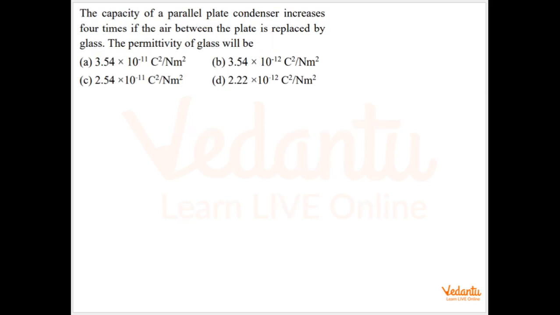In this question, my dear bachcha log, the capacity of a parallel plate condenser increases 4 times if the air in between is replaced by glass. Find the permittivity of glass. So beta, in this case, the capacitance is increasing by 4 times. That means K is equal to 4.